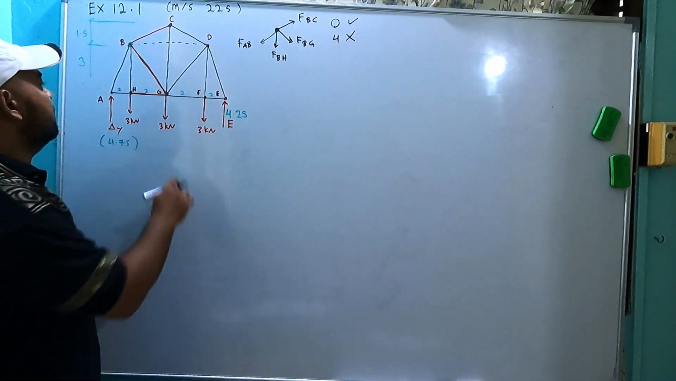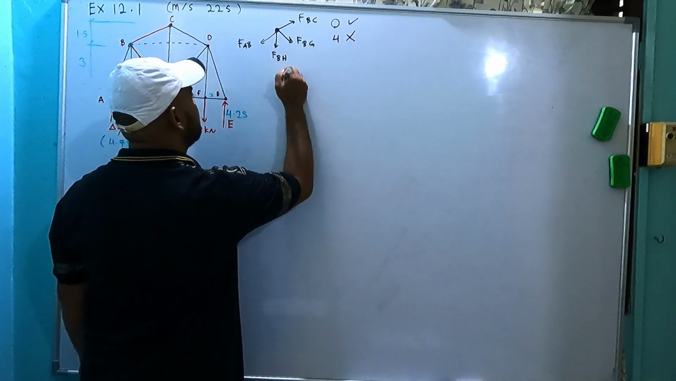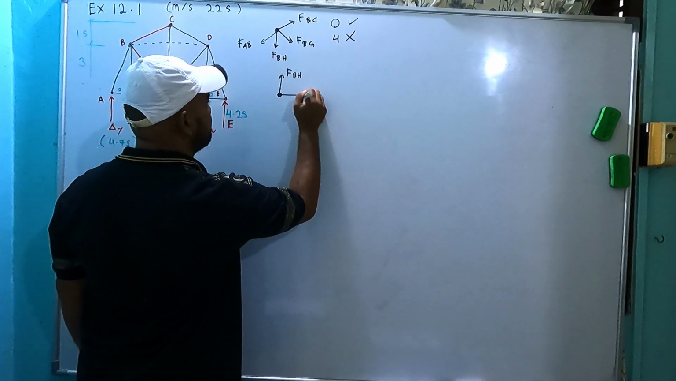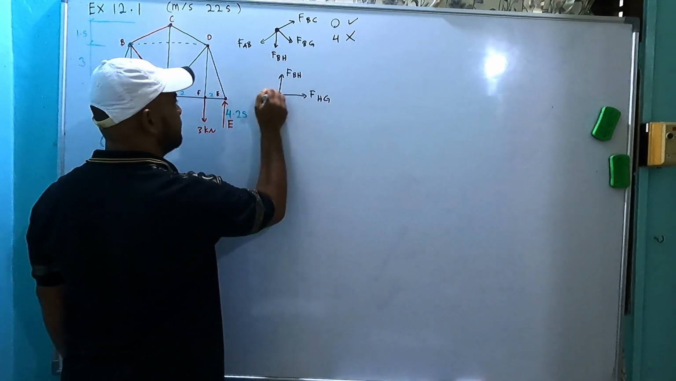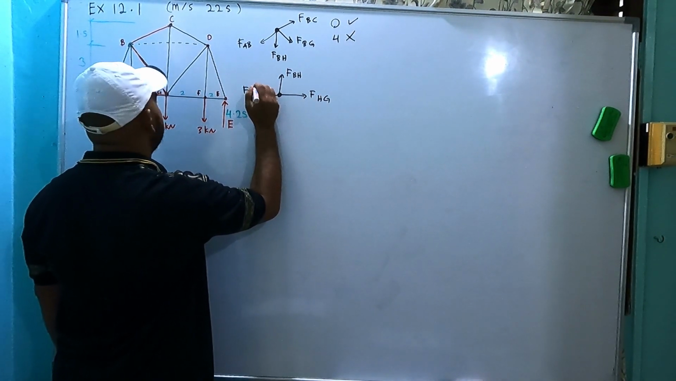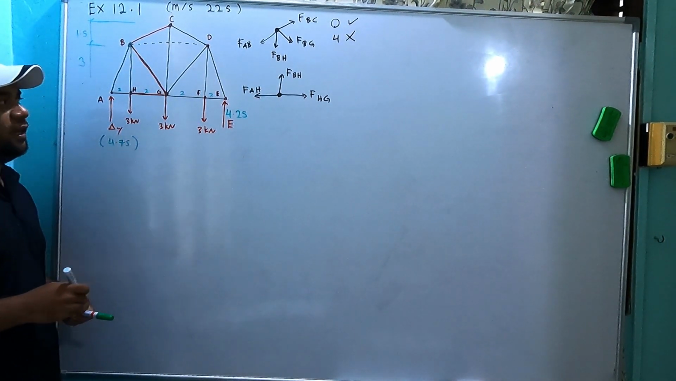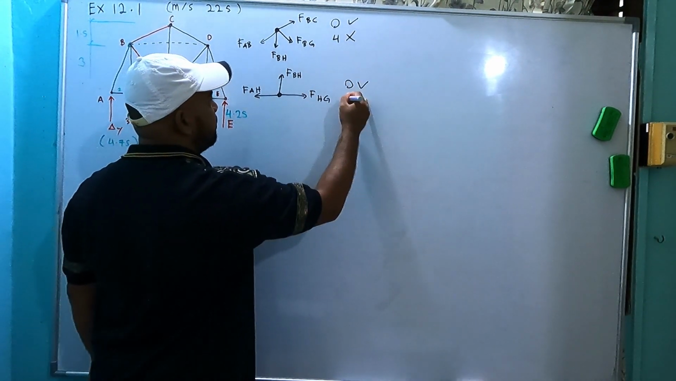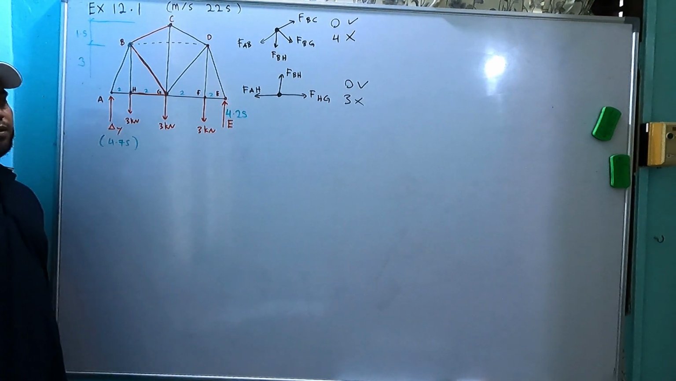You go to the second point, point H. FBH, FHG, FAH. Okay, so what do you have here? 0 known, 3 unknown. You cannot go to that point also.